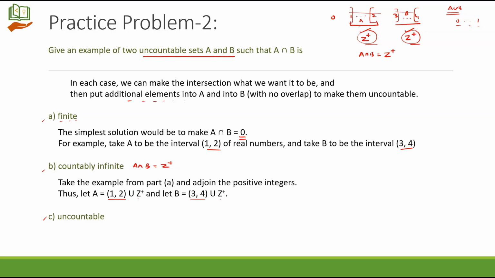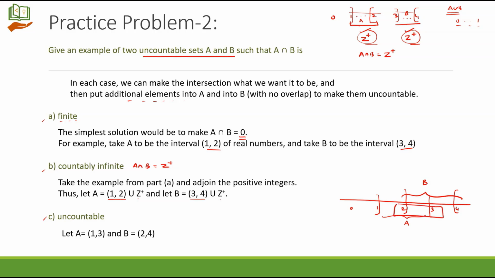Now, A intersection B under C should be uncountable. Let's take 0, 1, 2, 3, 4. Excluding 1 and 3, this complete range will be A. What is B? Excluding 2 and 4, this complete range will be B. What is the intersection point here? The intersection point will be this particular part. We can take this to be something between 2 and 3. So this is A intersection B. Is it countable? No. So now we have A intersection B to be uncountable.